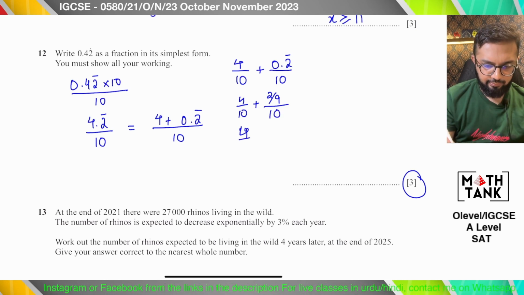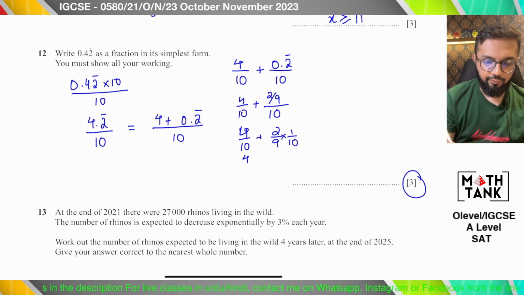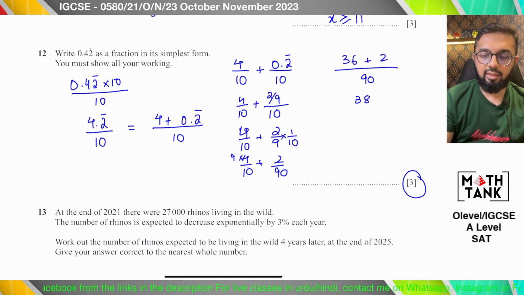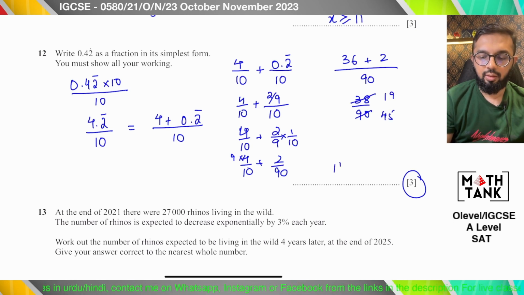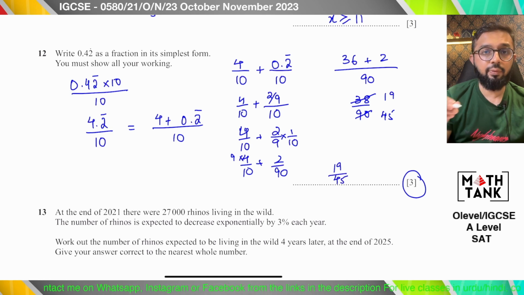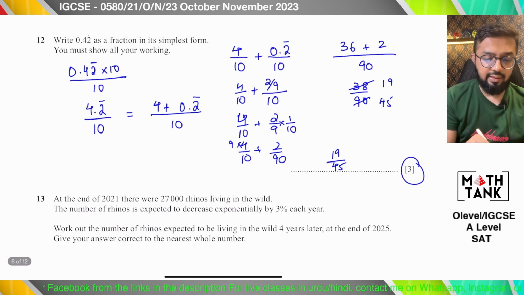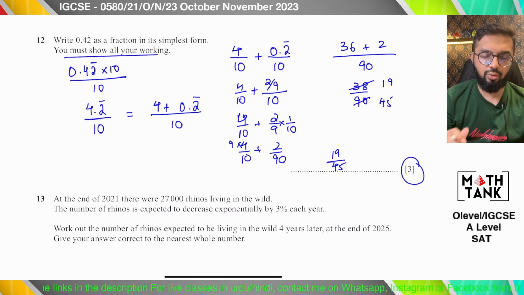4 over 10 plus 2 over 9 multiplied by 1 over 10. So 4 over 10 plus 2 over 90. Take a common denominator since you have to show all steps. This gets multiplied with 9. So I get 36 plus 2, so that's 38 over 90. You have to bring it to the lowest form. So 19 over 45. So 19 divided by 45 should be your final answer. Slightly tricky question with more marks. Remember that since it says you must show all your working, you must show all your working.